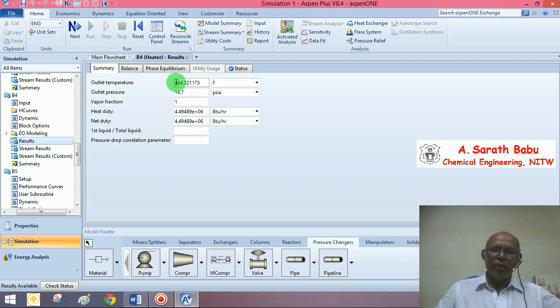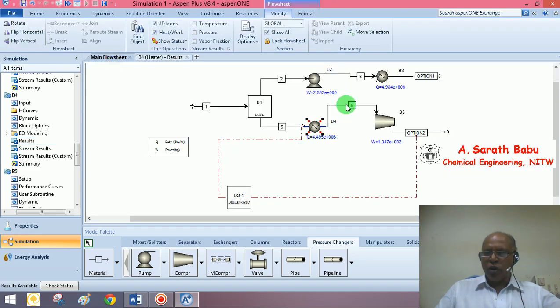Only when the outlet temperature from the heater is 664. So when you compress from 14.7 with an inlet temperature of about 664 degrees Fahrenheit, 14.7 to 73.48, compression will result in an increase of temperature from 664 to 752. In any way, we were able to get exactly the same requirements by both these options.